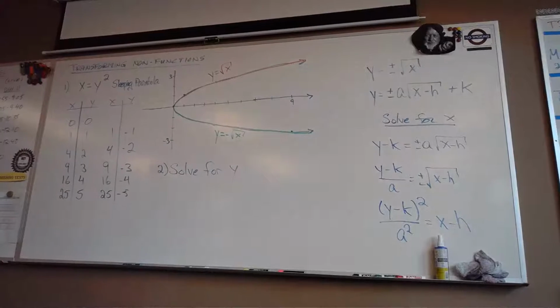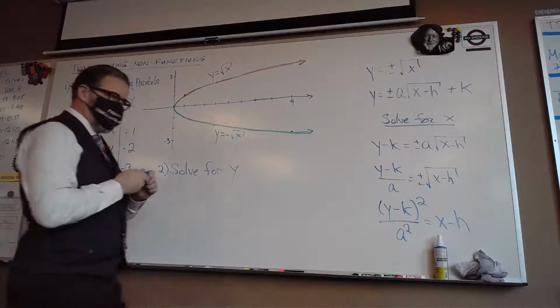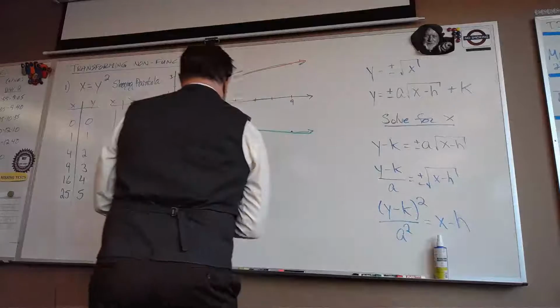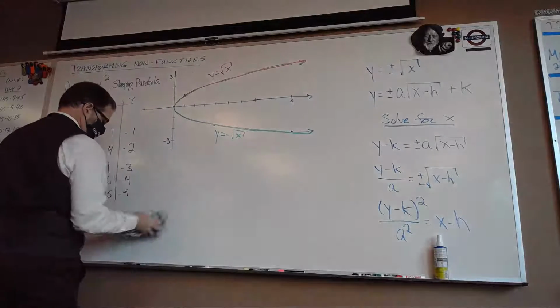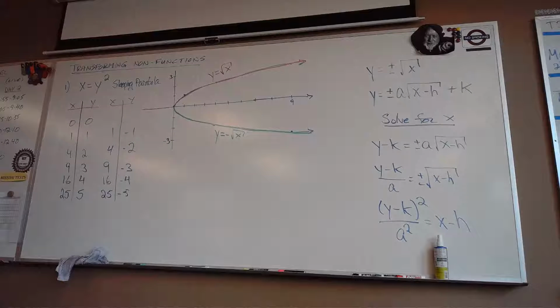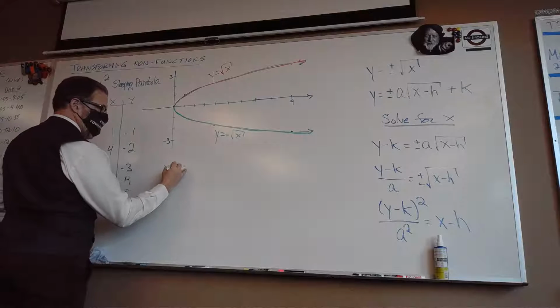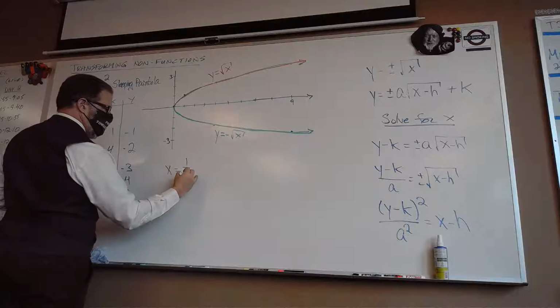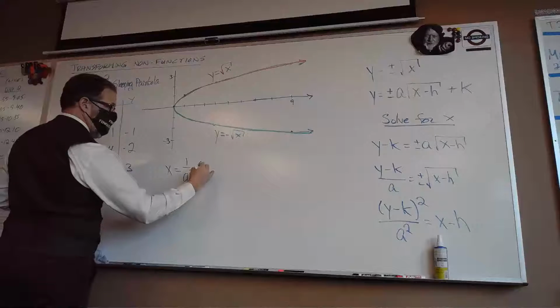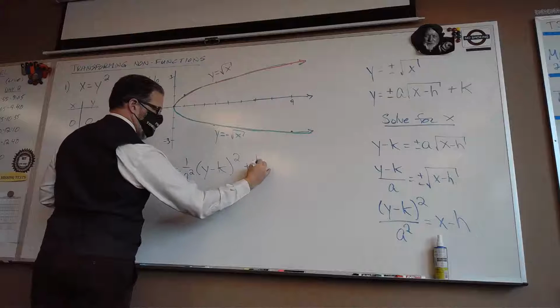And I wrote that differently intentionally because it's going to give us something interesting here in just a second. Guys, what's the last step? Add h to the other side. Add h to both sides, and I get x equals. I'm going to write this as 1 over a squared times y minus k squared plus h.